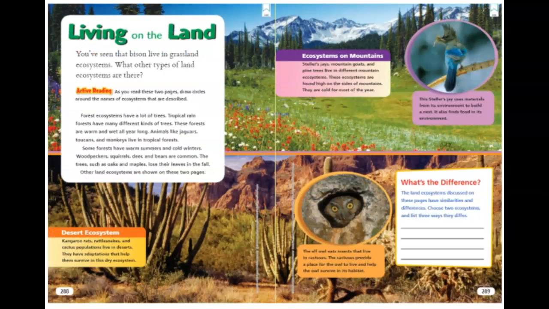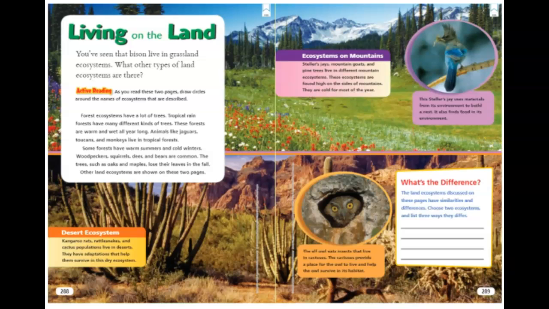Living on the land. You've seen that bison live in grassland ecosystems. What other types of land ecosystems are there? As you read these 2 pages, draw circles around the names of ecosystems that are described. Forest ecosystems have a lot of trees. Tropical rainforests have many different kinds of trees. These forests are warm and wet all year long. Animals like jaguars, toucans, and monkeys live in the tropical rainforest.